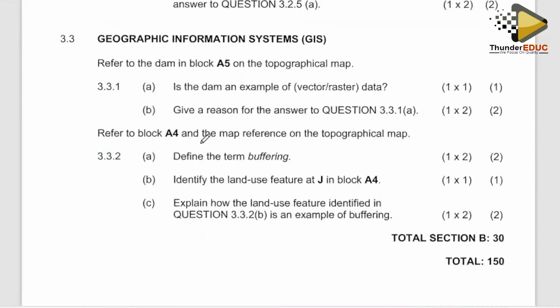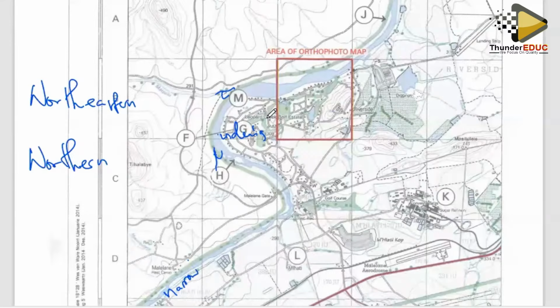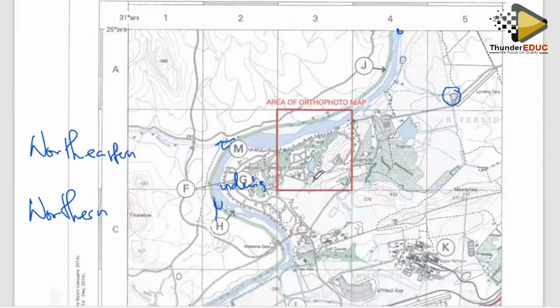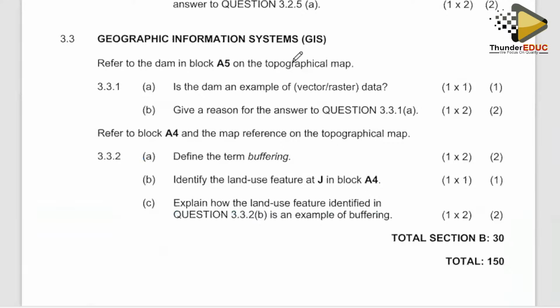Then the GIS question. Is the dam in block A5 on the topographical map raster or vector data? Block A5 is here. We have a dam. This dam. Is it raster or vector data? Topographic maps present features in the form of vector data. They are presented either as polygon or area features, as line features, or as point features. It is only on the orthophoto map where we have pictures. So whenever we're talking about a feature which is found on a topographical map, it is vector data.